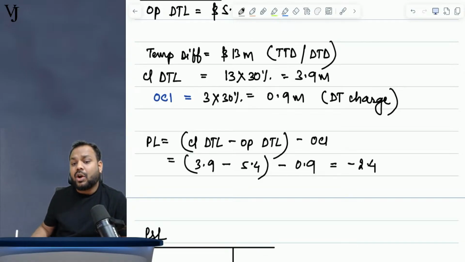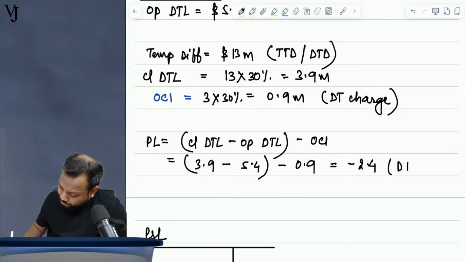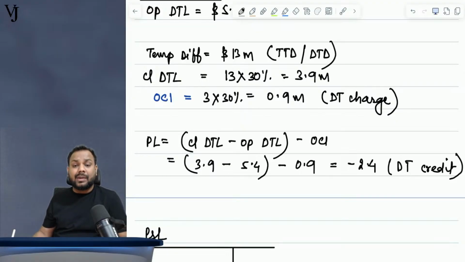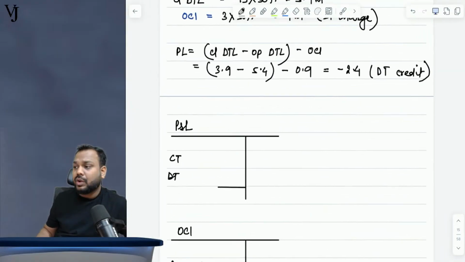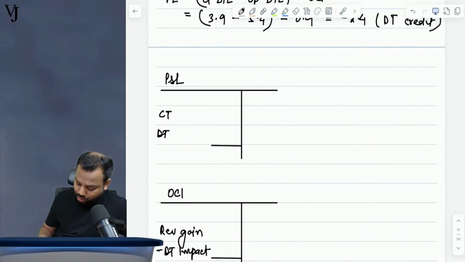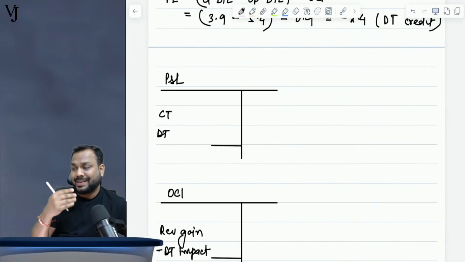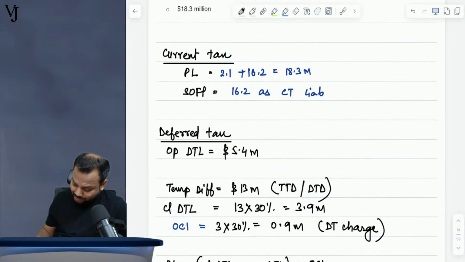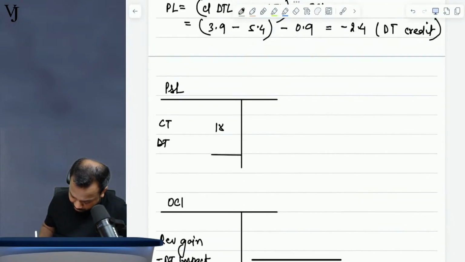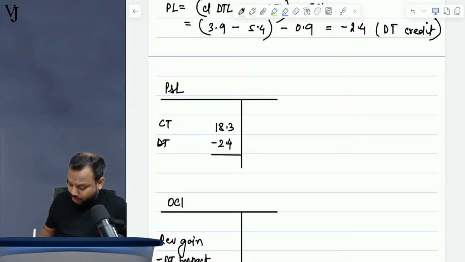Now, what is the meaning of negative 2.4? It means deferred tax credit. It means deferred tax income. So how are we going to present that in P and L? In P and L, tax expense, we have two components, current tax and deferred tax. Current tax is 18.3. Deferred tax is negative 2.4. So the expense is 18.3 minus 2.4. That becomes 15.9 million, the total expense that goes to P and L.